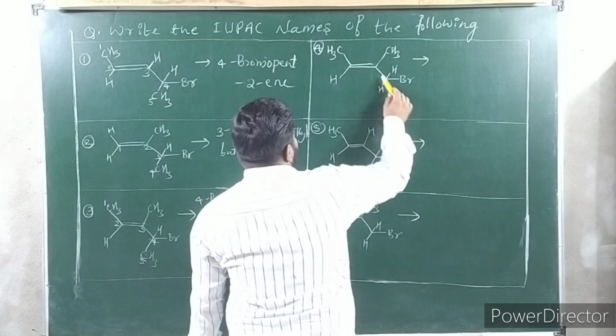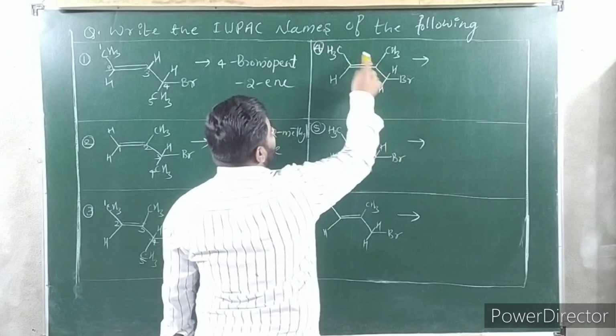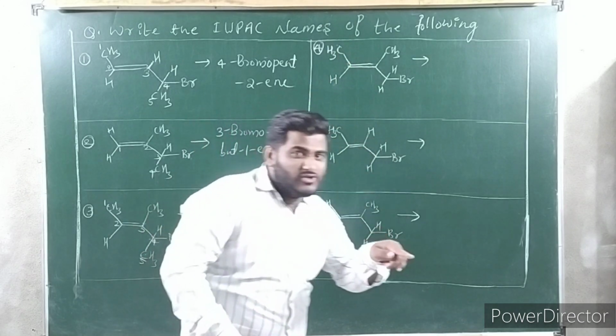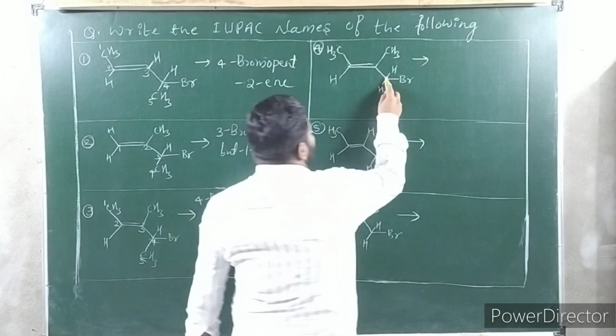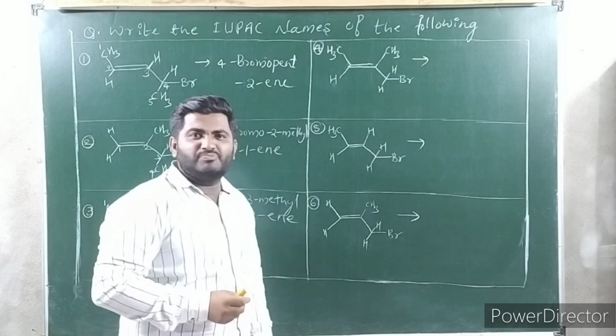And if you take from bottom to top, first position bromine comes, but second position alkene. Here 1, 2, second position alkene. So upside also second position alkene, downside also second position alkene. Then here first position bromo is there, second position alkene is there. This is the most preferred one.